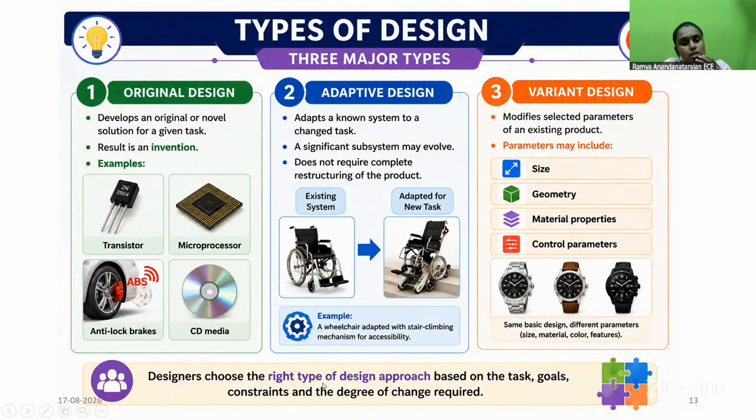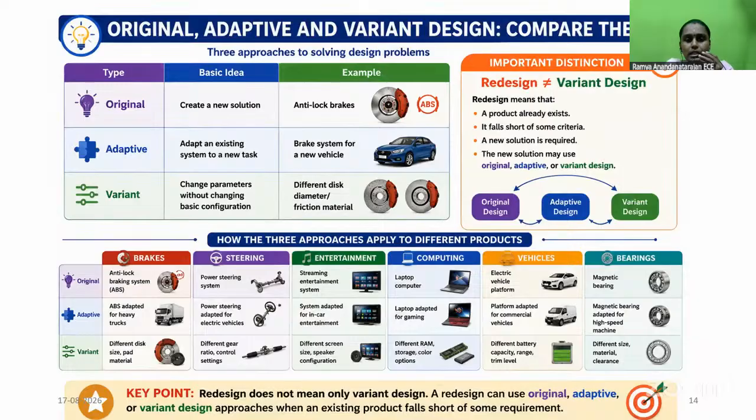So designers choose the right type of design approach based on the task, goals, constraints, and the degree of change required. So among the three, you can choose any one based on your own requirement. It is not necessary that you have to go for original design all the time or any particular design always. Based on your requirement, you choose the type of design methodology.